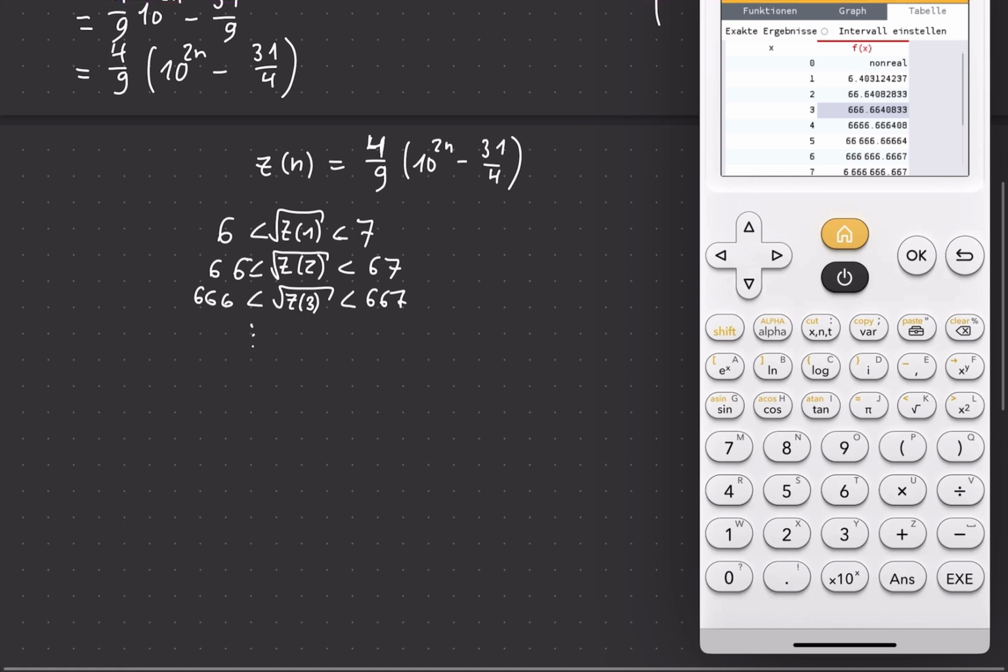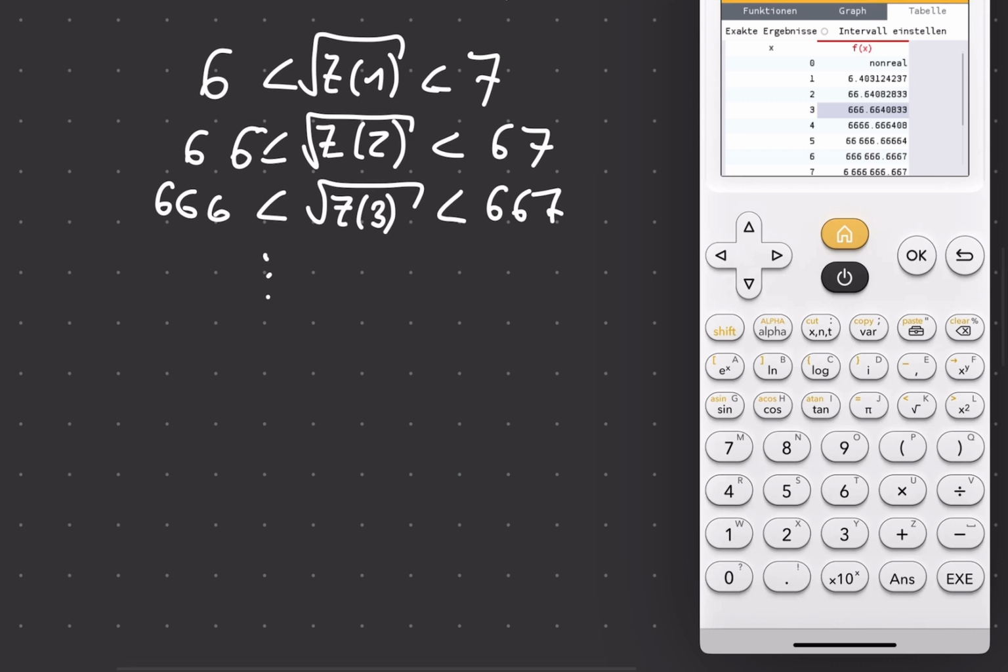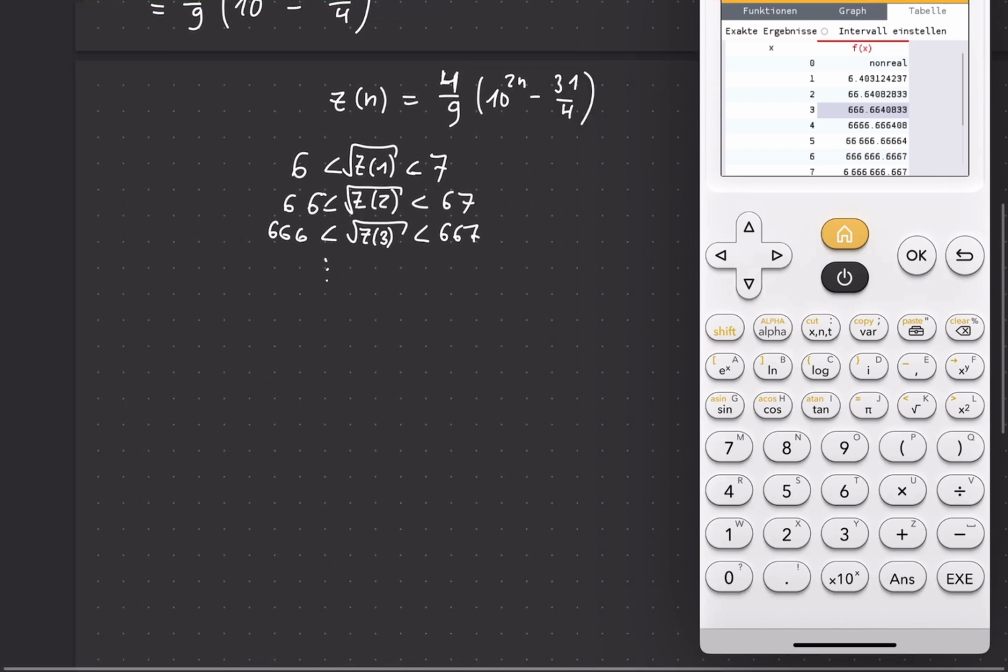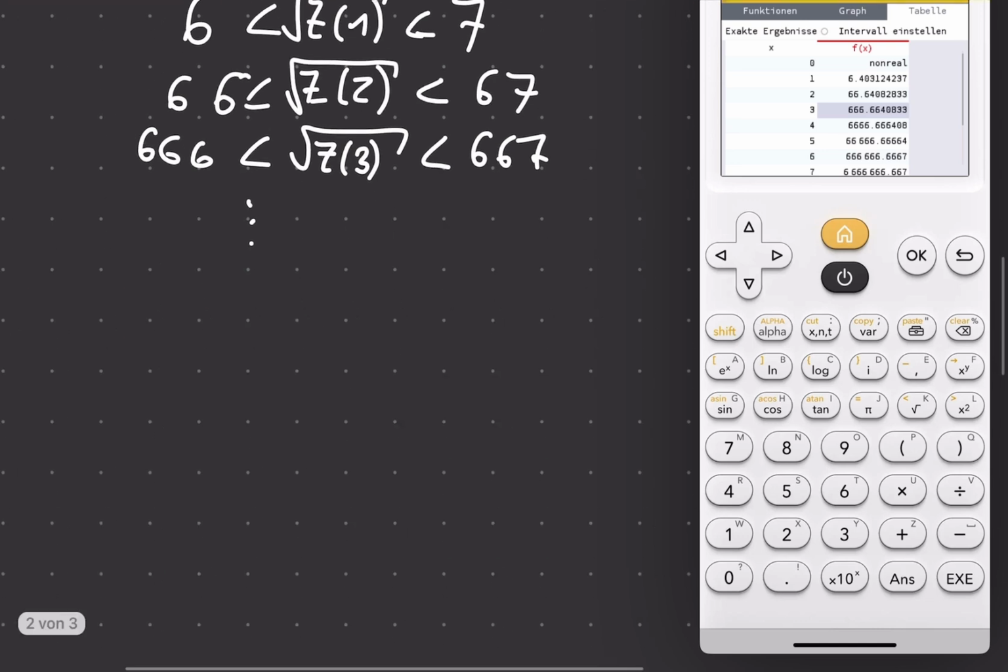Therefore, what I'm going to try to show now is that the square root of z of n is always between two consecutive natural numbers, like I'm doing here. And therefore we could conclude that z of n can never be a perfect square. Alright?